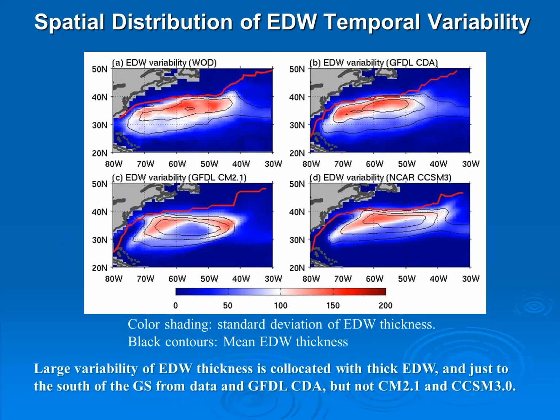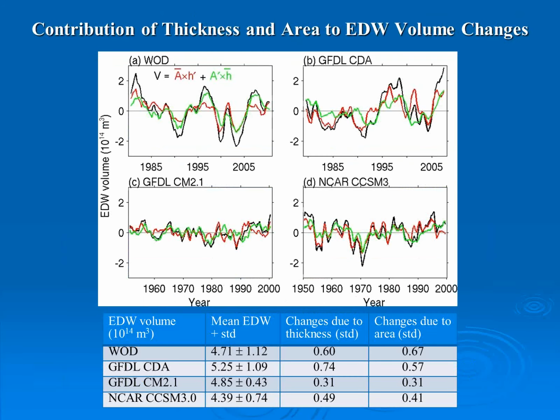In the regions where you have thicker EDW, you actually have this low variability. So this may be related to, well, before I do that, this figure shows the EDW volume variability actually contributes by two parts, the area change and the thickness change.